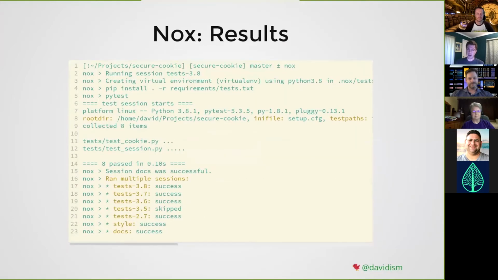And when you run Knox, this is abbreviated, but it will run through each environment, create a virtual env, install your requirements, and basically go through all the steps you wrote in your code, show the output, and then you can see at the bottom it ran a bunch of different sessions, like all the different Python versions, our style, and our docs checks.